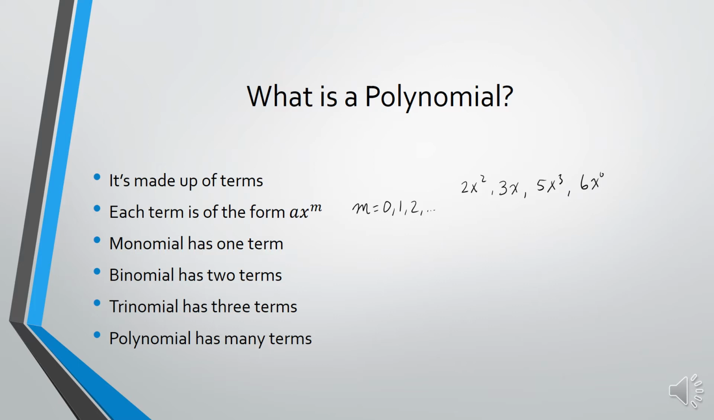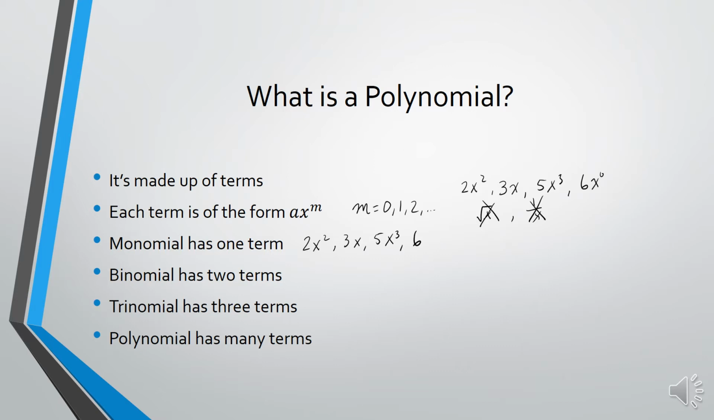What we're not talking about is things like the square root of x or something like 1 over x. We're not talking about that. So we're talking about a number times x to a power. Those powers are the numbers 0, 1, 2, and goes on forever. So a monomial has one term, something like 2x squared, which we've listed. Everything I listed before, those are all monomials.